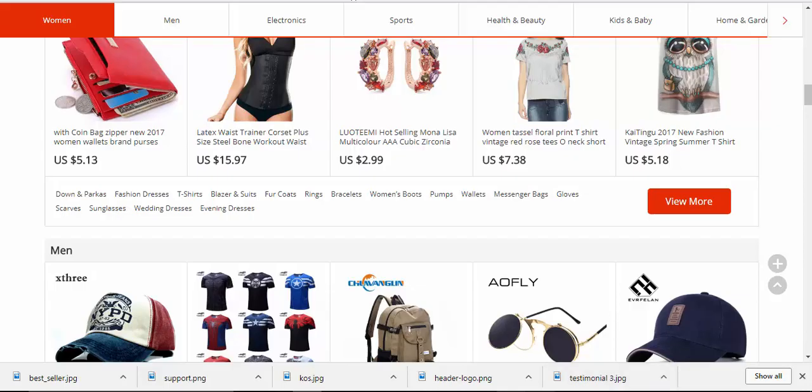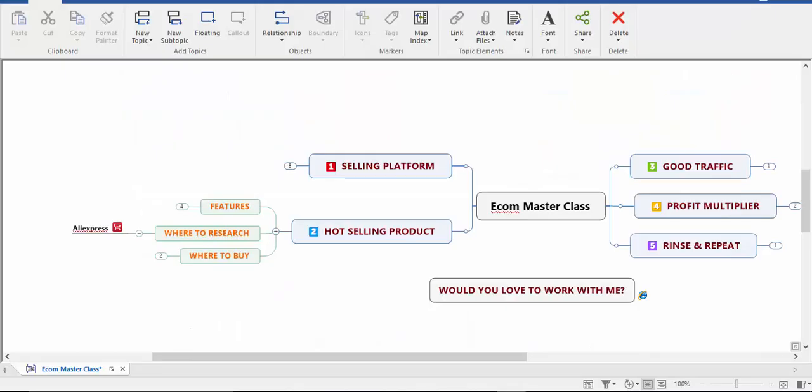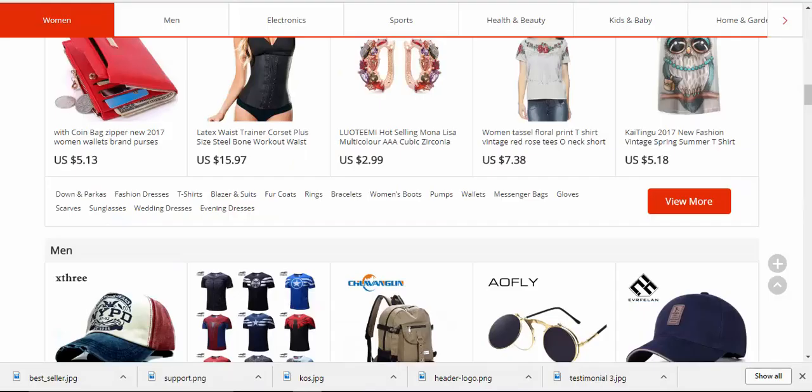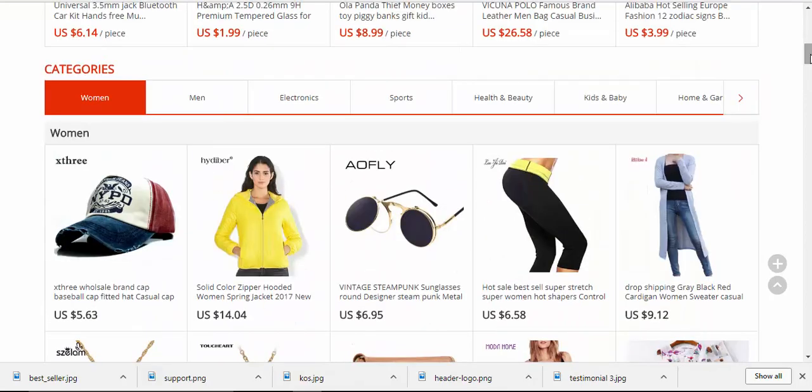So let's move to the next phase. That is where to buy your product. Like I said earlier, you can do your research on Alibaba and AliExpress, and you can buy on these sites, although you might be thinking that for this item to be shipped from China to Nigeria is going to take months.